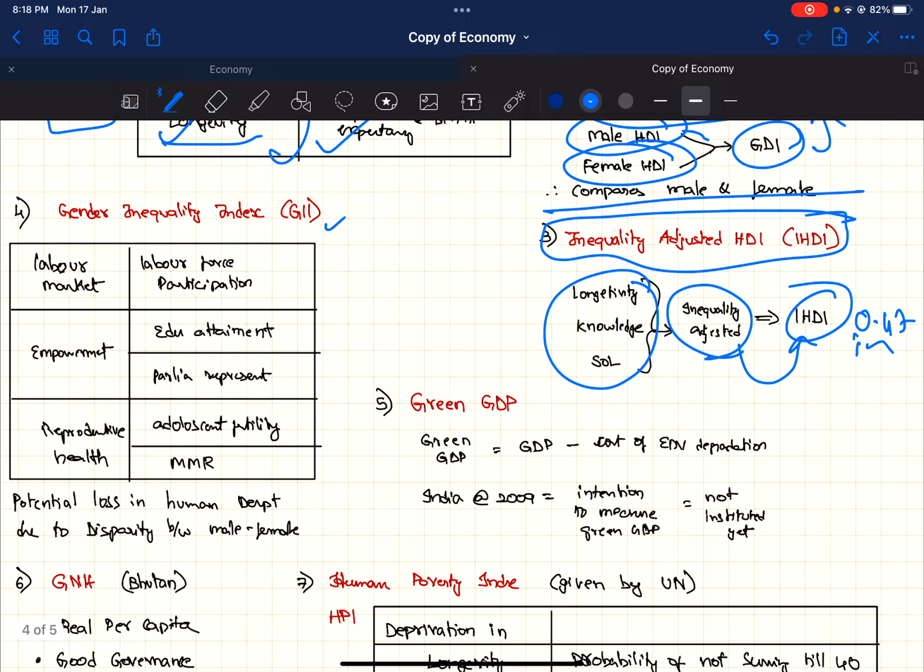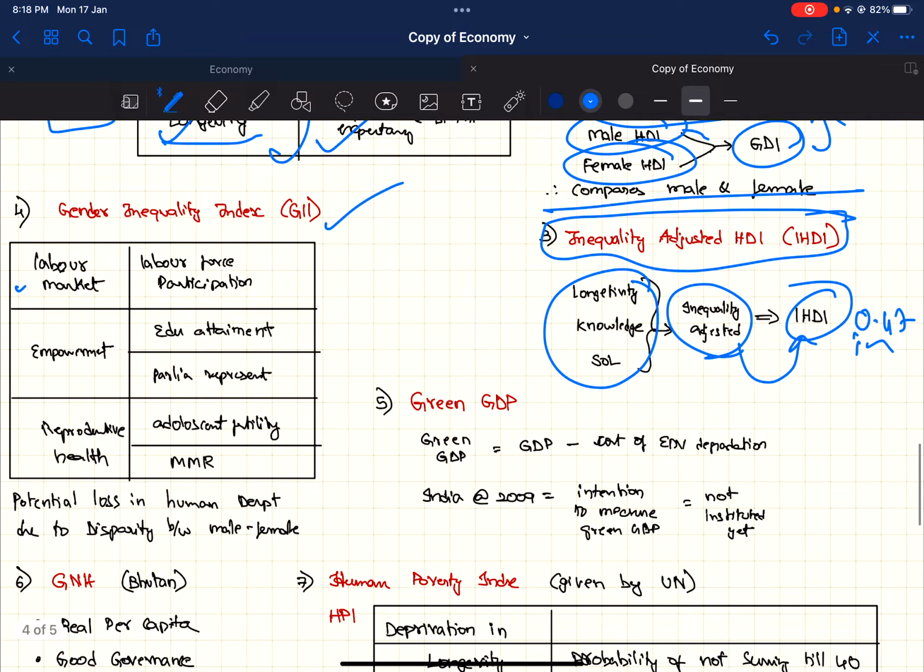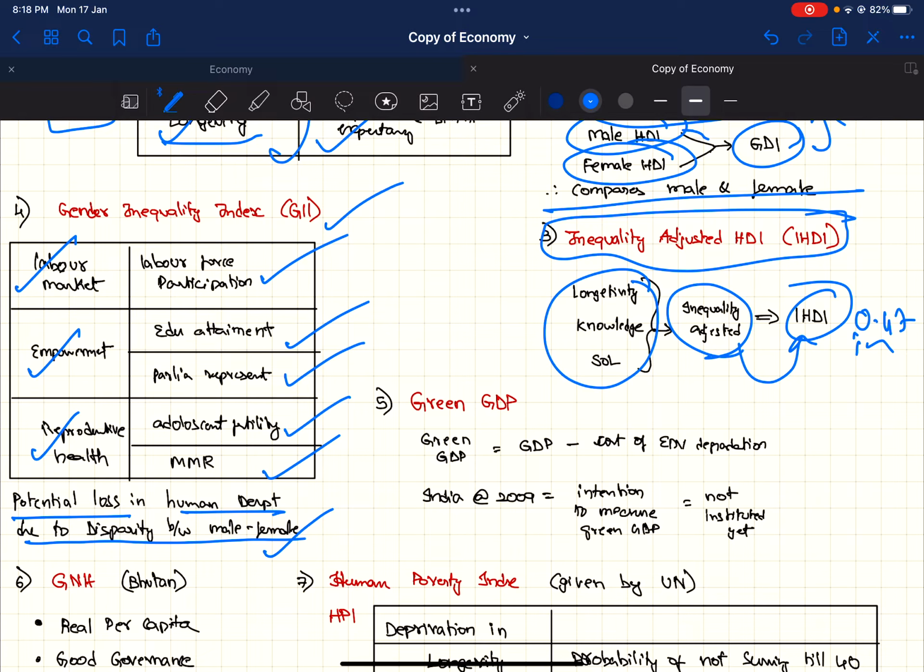Now coming to the gender inequality index, we calculate the labor market, empowerment and reproductive health. For this, we calculate the labor force participation rate, education attainments, parliament representation, adolescent fertility, and MMR. So this basically measures the potential loss in human development due to disparity between male and female.